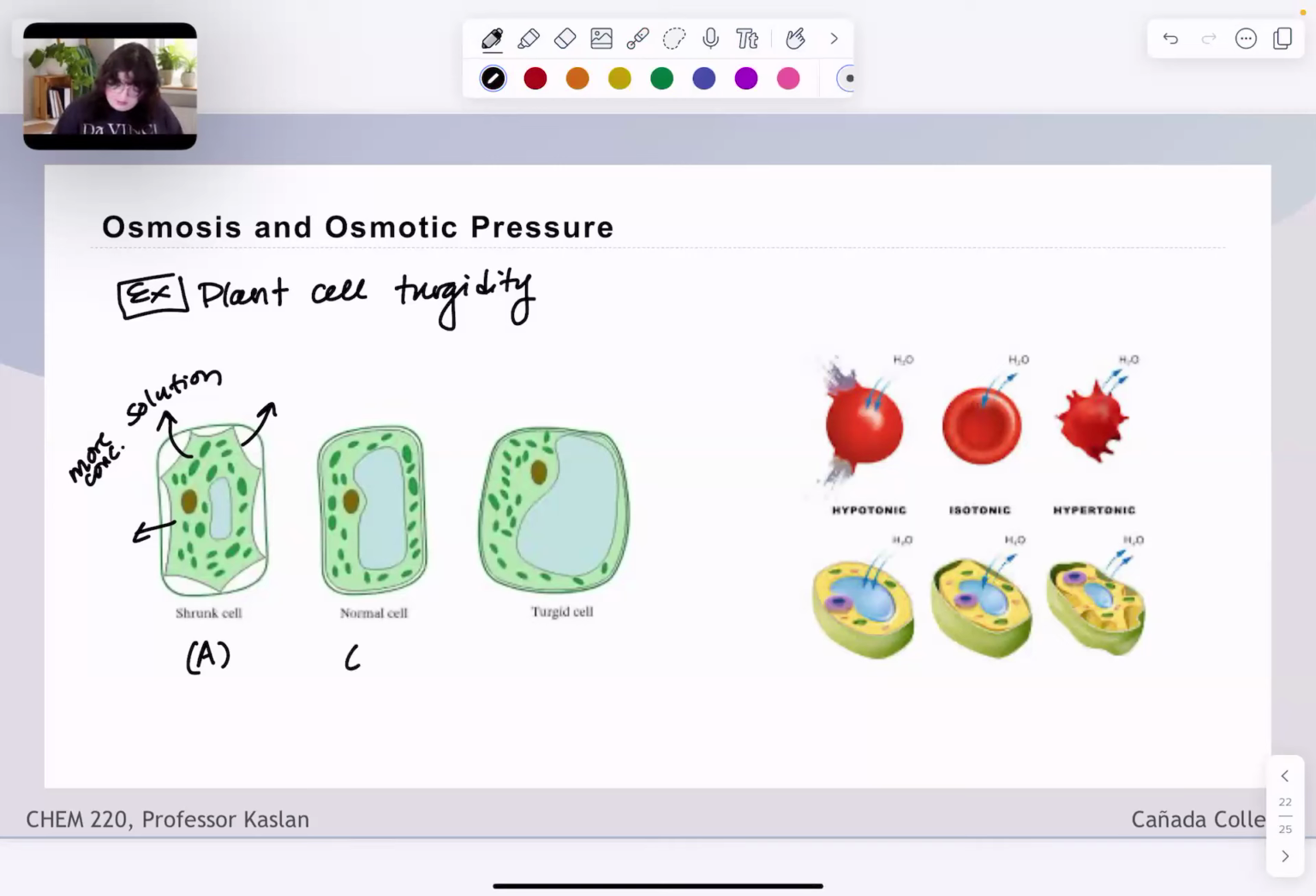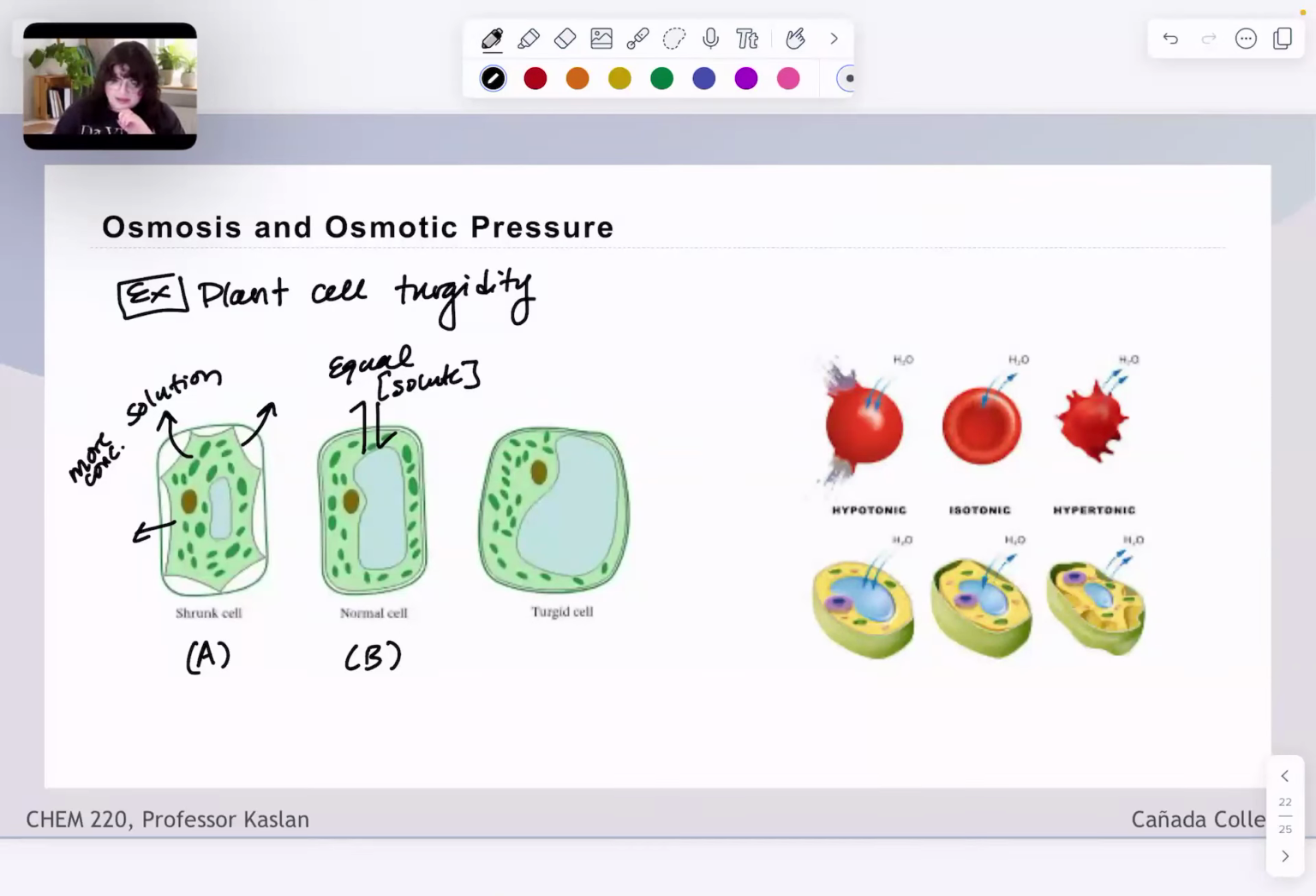In example B here, we have a normal plant cell, which means that we've got this constant equivalent exchange of water between the interior and exterior, meaning the concentration of solutes inside the cell is approximately equal to that outside the cell. So the water has no preferential flow from a more concentrated area to another. So osmosis is like a continual exchange happening back and forth.